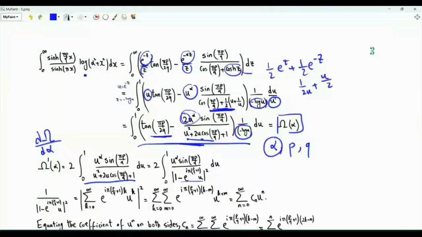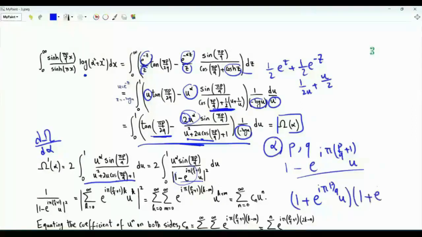We can write the denominator as the magnitude squared of this complex quantity, 1 plus e to the i pi p over q times u. And this is 1 plus e to the i pi p over q times u. What we do is that we take the magnitude squared, or multiply by the complex conjugate. 1 times 1 is 1. This term times that term gives u squared. And then we have u times the sum of these two exponentials, which is 2 times cosine pi p over q.